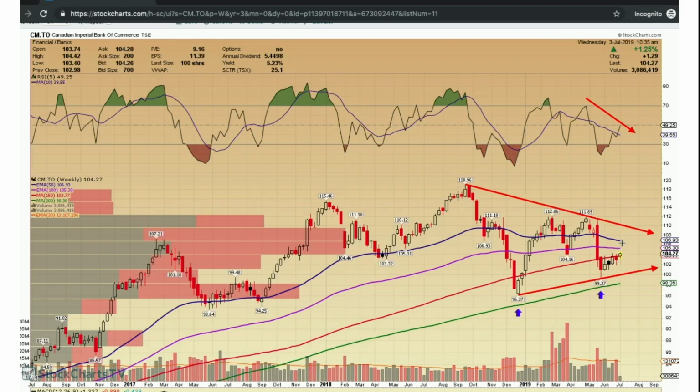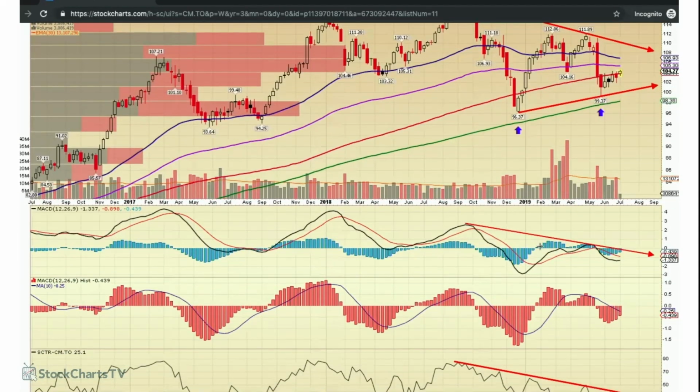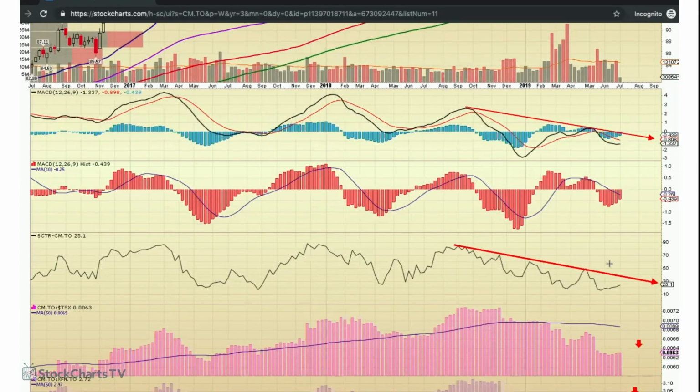You have a yield of 5.23%, but I wouldn't be looking at a bank like this for a yield play, considering the position it's at. We have a negative momentum divergence here, which is concerning. And if you take a look at the scooter, we're just downtrending like that.